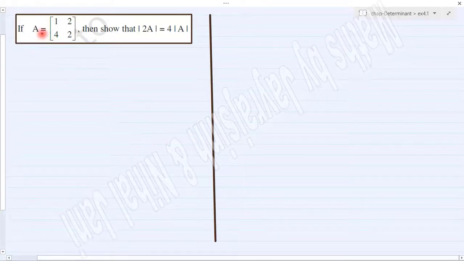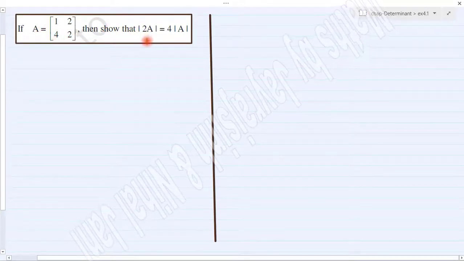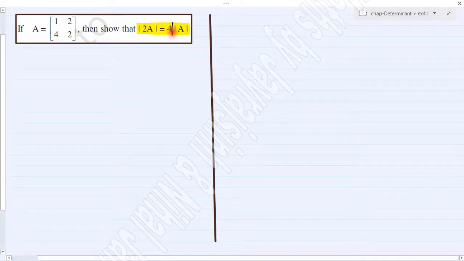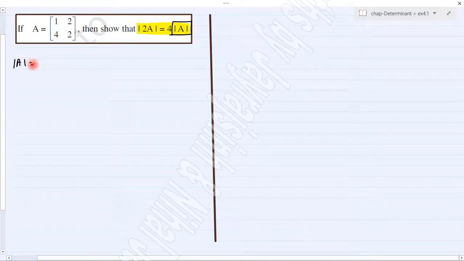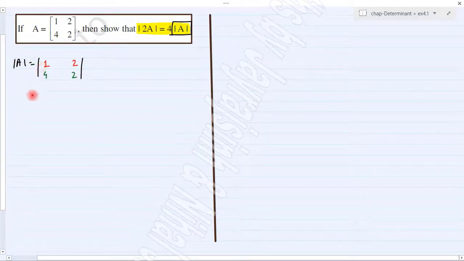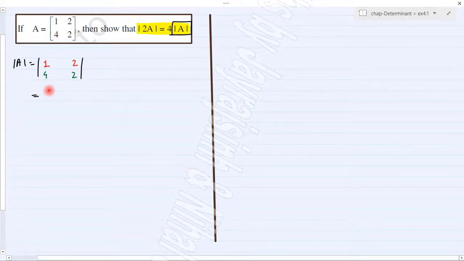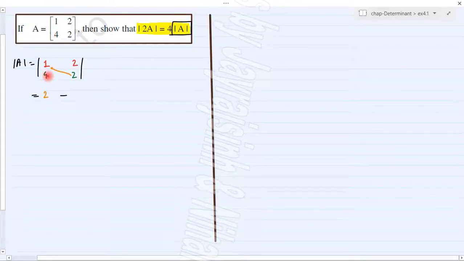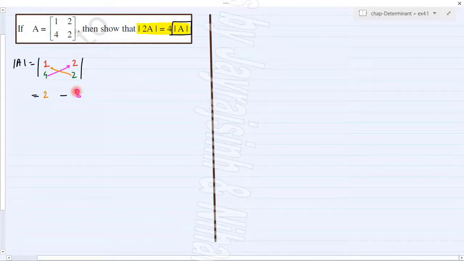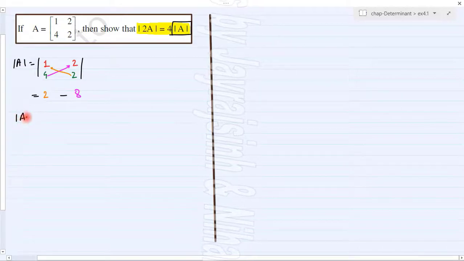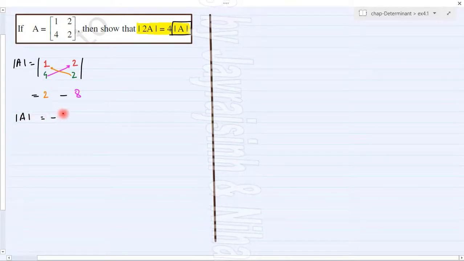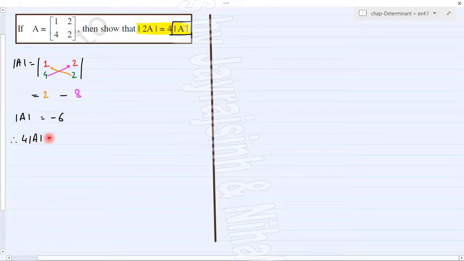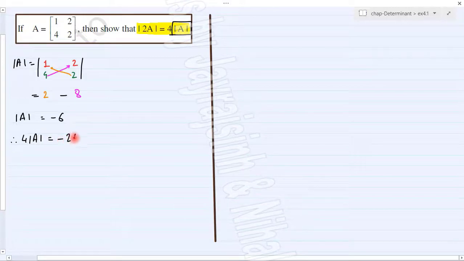In this question, we have one matrix A and we have to show that determinant of 2A is 4 times determinant of A. So first of all, let's try to get your right hand side, which is determinant of A. Now, just expand it. We just have to multiply 2 with 1 will give us 2, minus 4 multiplied with 2 will give us 8. So your determinant of A will be 2 minus 8, or we can say minus 6. Therefore, 4 times determinant of A is nothing but minus 24.